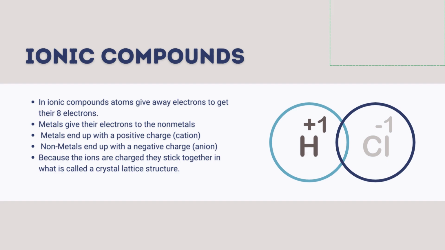So, to summarize, in ionic compounds, atoms give away electrons to get their 8 electrons. Metals give their electrons to nonmetals, and metals end up with a positive charge or a cation. Nonmetals end up with a negative charge, an anion, and because the ions are charged, they stick together in what is called a crystal lattice structure.